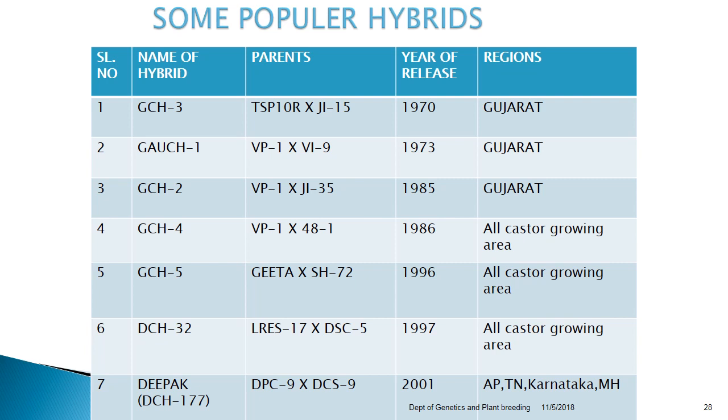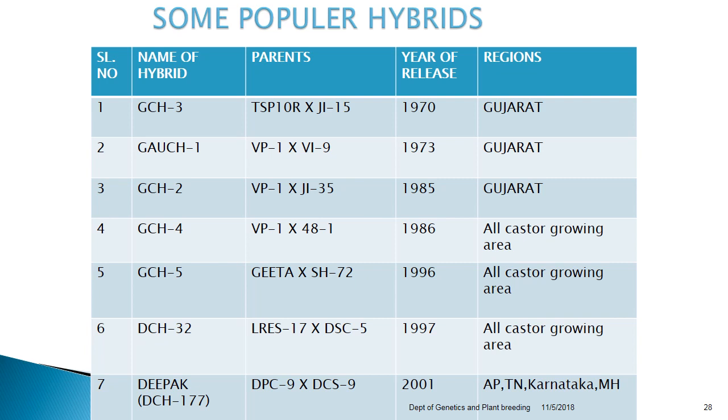Some popular hybrids and their parentage and released years are given. GCH3 was the first hybrid in India. The parents are TSP 1 into JI-15, released in 1970 by Gujarat Agriculture University. Then GCH1 was a cross between VP1 into VI9, released during 1973. GCH2 was a cross between VP1 into JI35, released during 1985. Then GCH4 was a cross between VP1 into 48-1 during 1986.